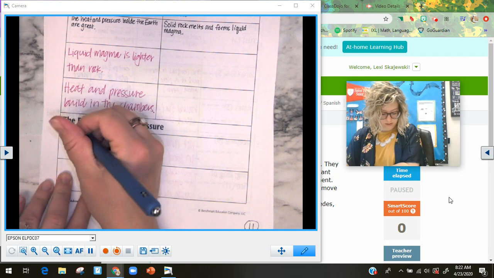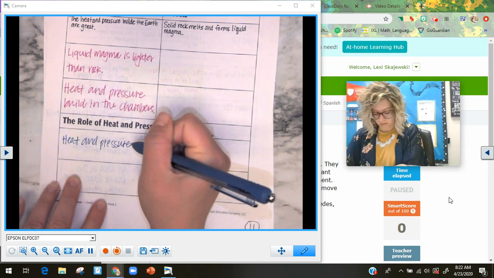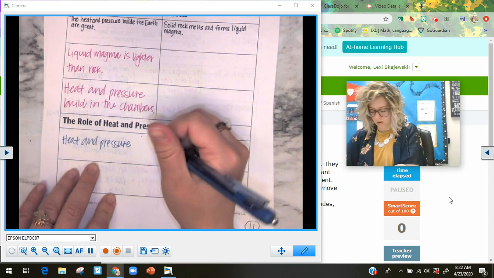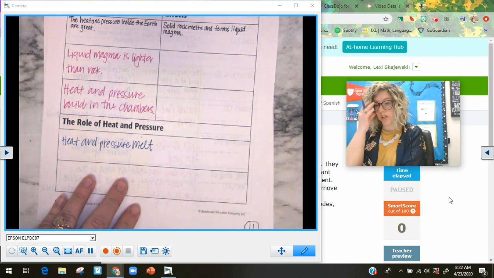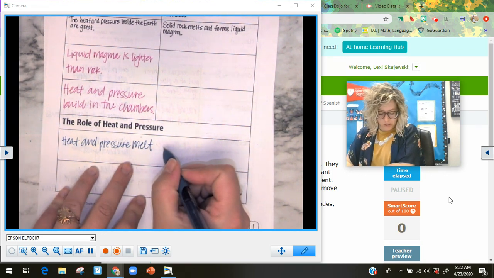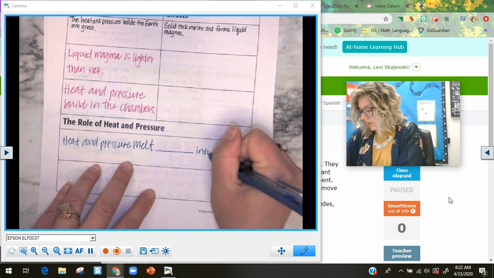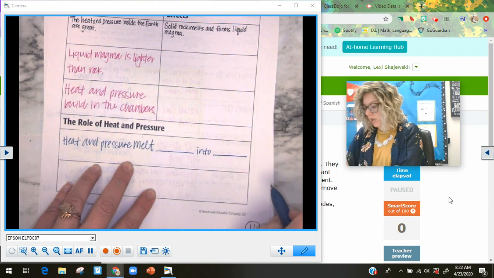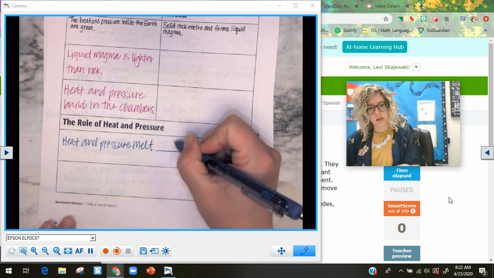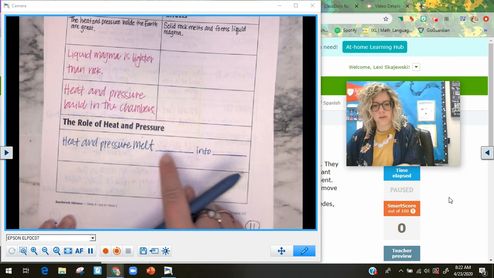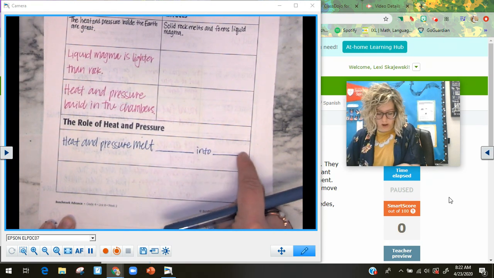Heat and pressure melt. Okay, now I'm going to leave some blanks for you, and I want you to fill them in. Heat and pressure melt what into what? Okay. Heat and pressure melt what into what? Now this is going to be 2 words. I should have put 2 blanks. Okay. So you can fit 2 words on this one blank. Okay, so heat and pressure melt what into what?